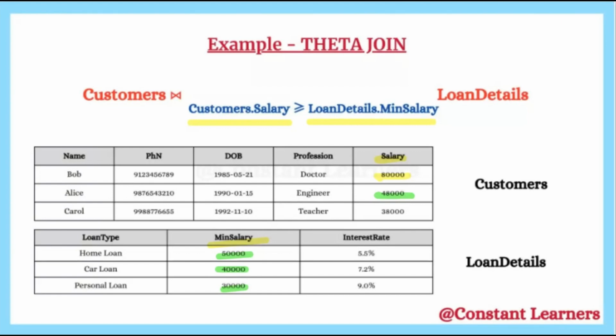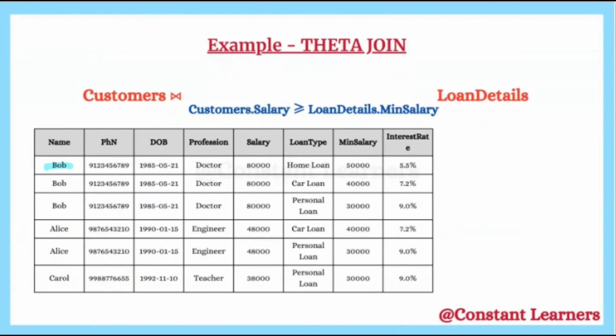So due to her lower salary, she cannot take the home loan, but she is eligible to take car loan and personal loan. And for Carol, her salary is 38,000, so she cannot avail home loan, which is 50,000, car loan, which is 40,000, but she is eligible for personal loan because the min salary required for personal loan is 30,000 and Carol's salary is greater than that. So the output will have Bob, who can avail home loan, car loan and personal loan, Alice, who can avail car loan and personal loan, and Carol, who can avail only the personal loan according to their salaries.